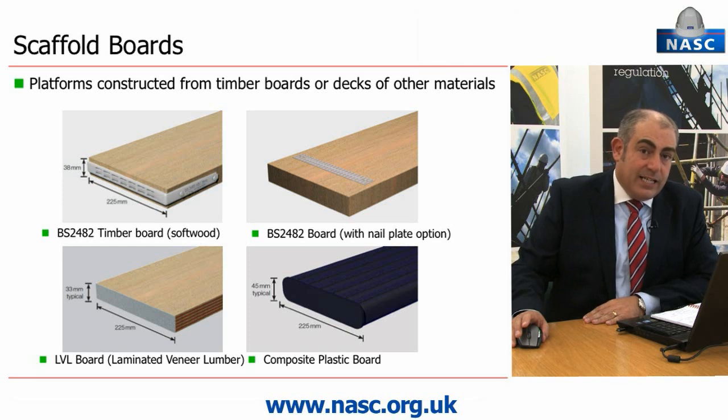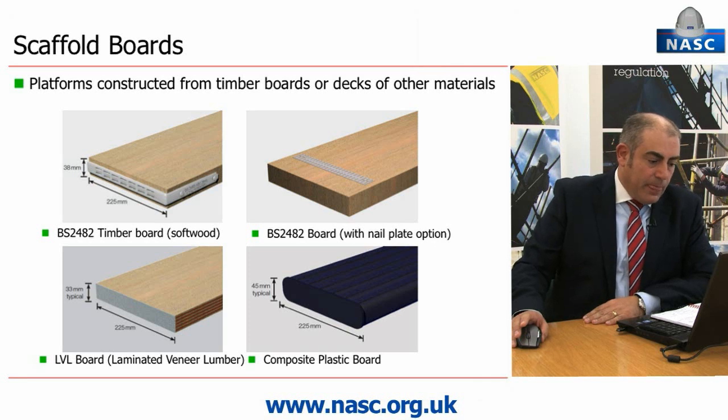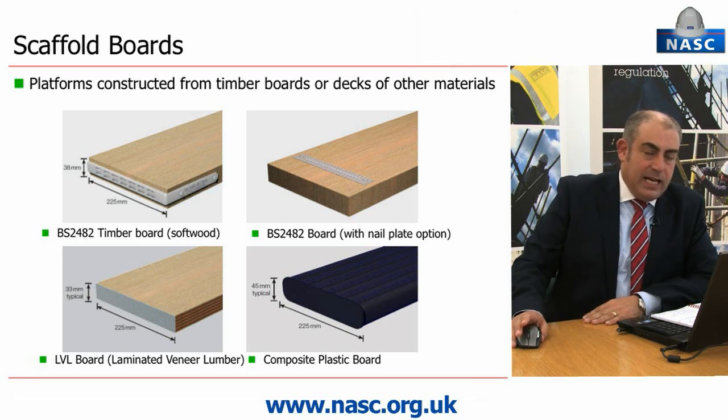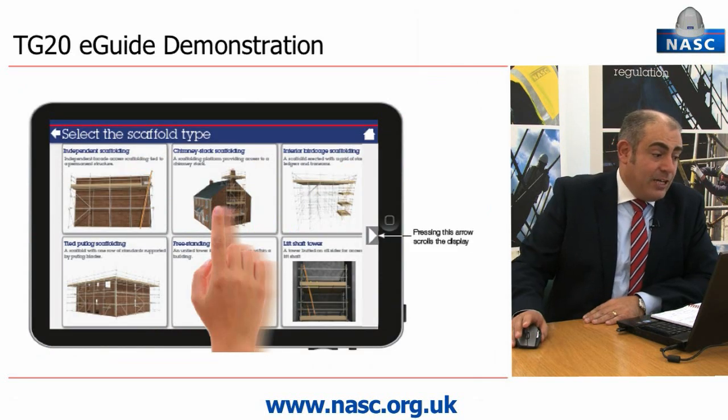We're pleased to see that TG20 identifies different types of scaffold board or decking used for the construction of scaffolding platforms. Scaffold boards need to conform to BS 2482, but TG20 recognises the use of boards with equivalent structural properties, such as laminated veneered lumber scaffold boards or composite plastic scaffold boards, providing that their weight is no greater than a BS 2482 scaffold board. They have the same loading capability and the same target spans as conventional scaffold boards for the transoms that support them. We're now going to have a short demonstration of the TG20 eGuide software.